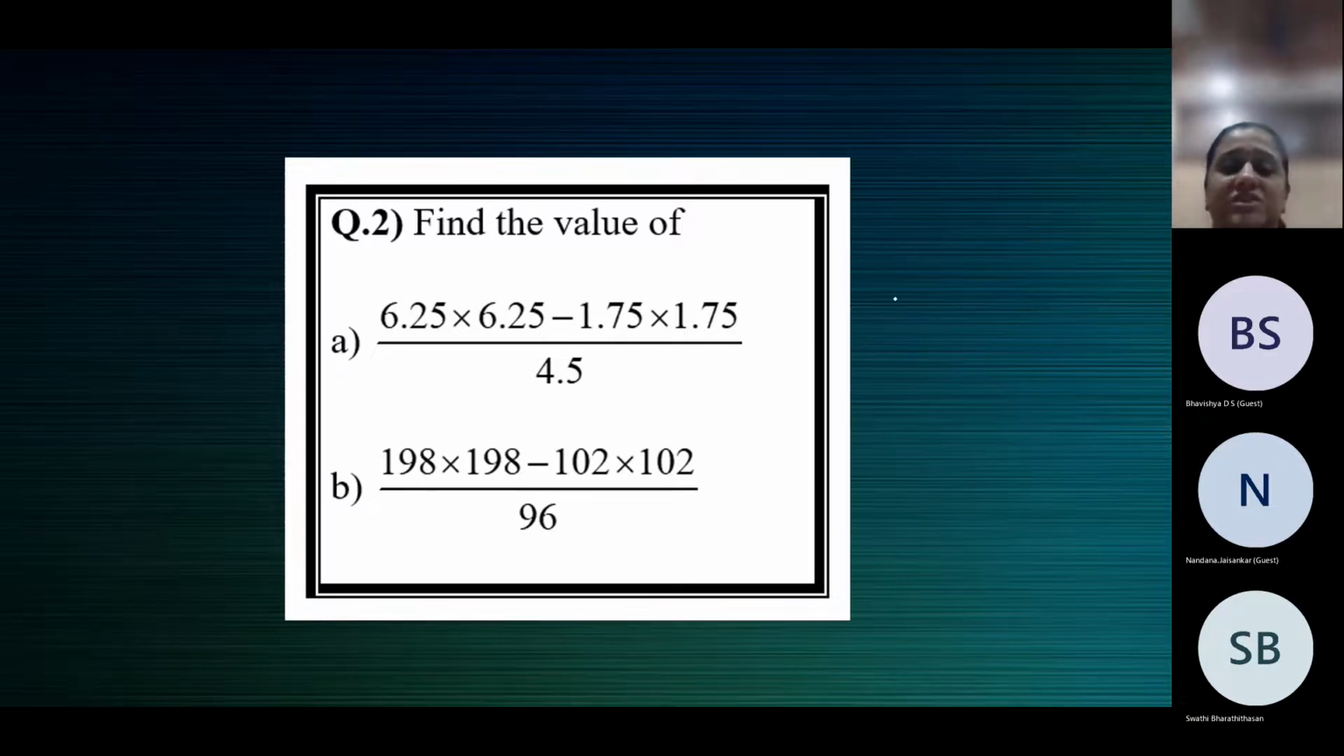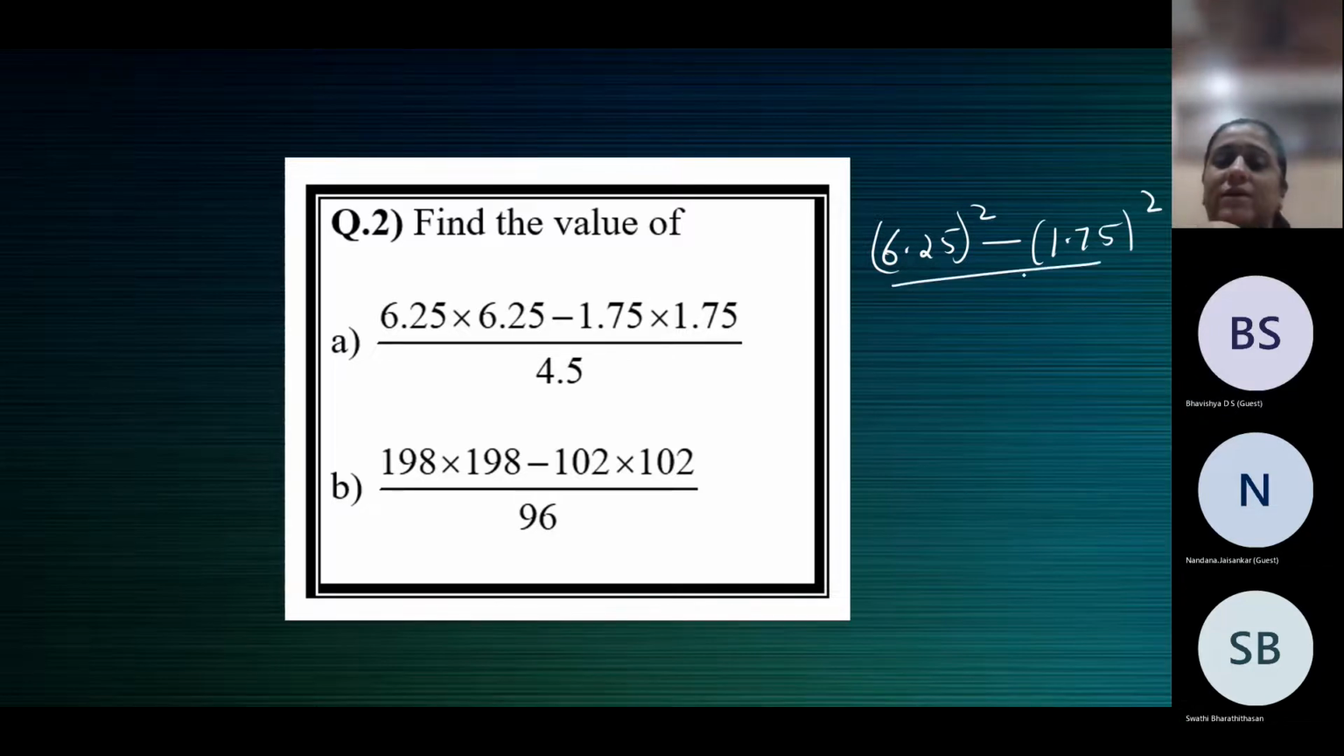We have to go through an identity. I'll just work it roughly here and show you the answer in the next slide. So 6.25 into 6.25 can be written as 6.25 the whole square. Yes or no? Yes, ma'am. 1.75 into 1.75 is 1.75 the whole square, correct? Yes, ma'am. Divided by 4.5. Now the numerator is of the form a square minus b square. What is a square minus b square? (a plus b) into (a minus b). So what is a plus b?